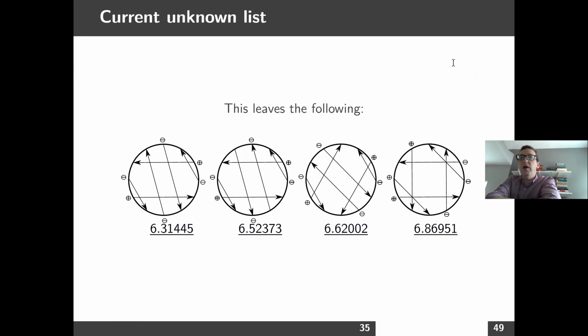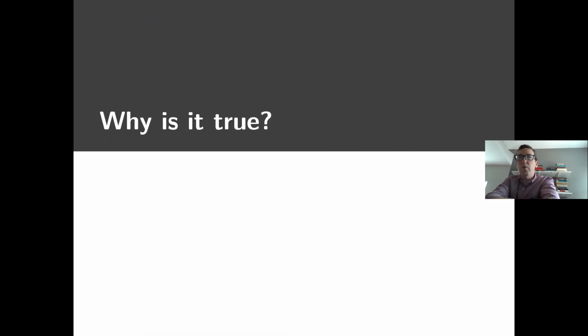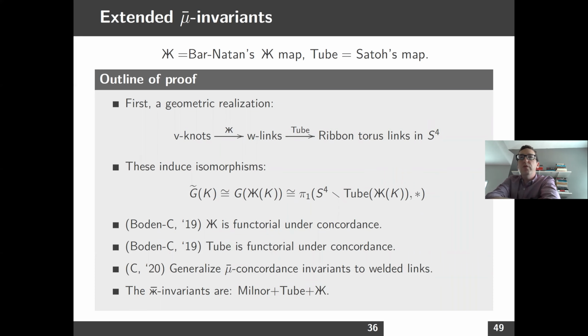All right, and so that leaves only 4 knots of unknown slice status. Those 4 knots there, I have calculated them out to relatively high order, and all the invariants that I can calculate are 0. But of course, it's possible that if one calculated them out to higher order, they would be non-vanishing. Okay, so let's talk for a few minutes about why this is actually true. All right, so here's an outline of the proof. So here, J stands for the Bar-Natan J map. I'm going to define that in a second. And tube stands for Satoh's tube map. All right, so first what we do is we have a geometric realization.